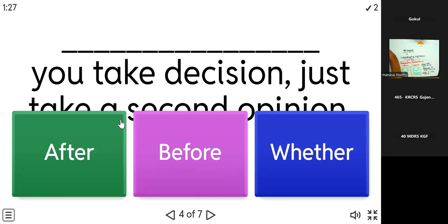Which of these are perfect subordinating conjunction? After you take decision, just take a second opinion. Before you take a decision, take a second opinion. Whether you take a decision, take a second opinion.